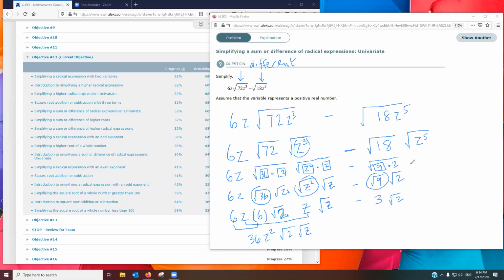Now let me go over to z to the 5. I want to break that up to be a perfect square, and I could write z to the 4 times z to the 1. Break this up into 2 square roots. Well, the square root of z to the 4 is z to the 2.